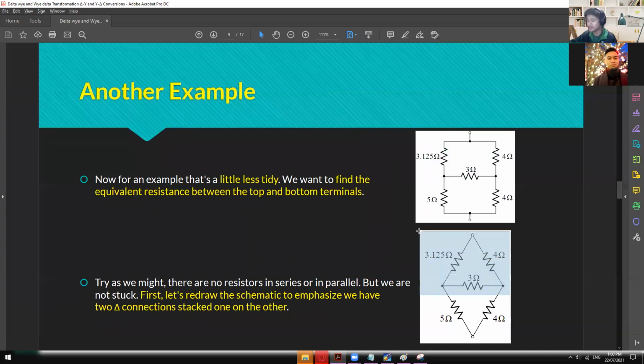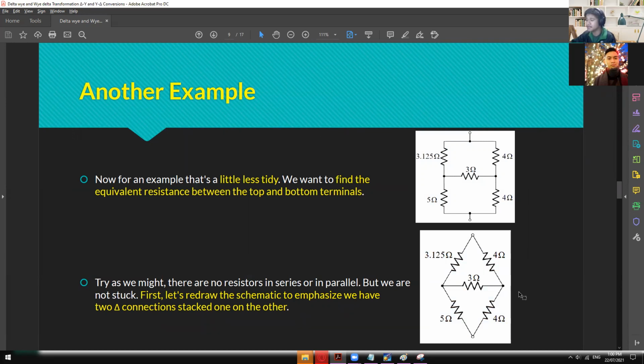Okay, and this one is now a delta configuration. All right, so anyway, you have to transform these 2 pi configurations into 2 delta configurations. Okay, so after that, you can now perform delta to y or y to delta configuration. Okay, but in here, the one that we need is of course delta to y configuration. Okay, so where do you start? Is it on the upper or on the bottom?